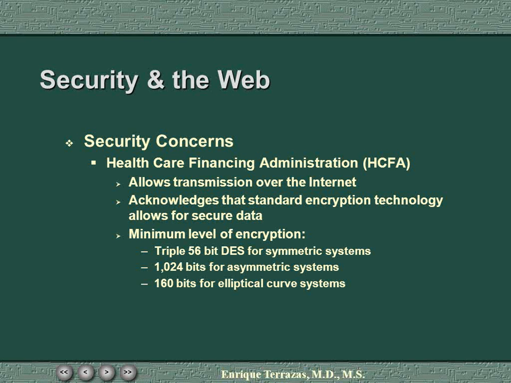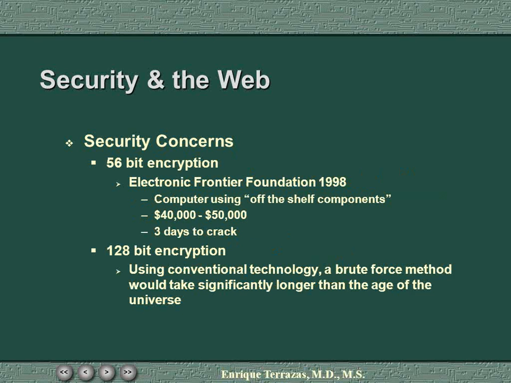So even before HIPAA came about, the Healthcare Finance Administration allowed transmission over the Internet, but specified that you had to have encryption technology, and it specified minimum levels of encryption. So these are all different encryption methodologies, and it defined the minimum encryption level. So this minimum encryption level ensures that if you use this, no one can reasonably crack your encryption unless they get extremely lucky. So why do I mention 128-bit encryption?